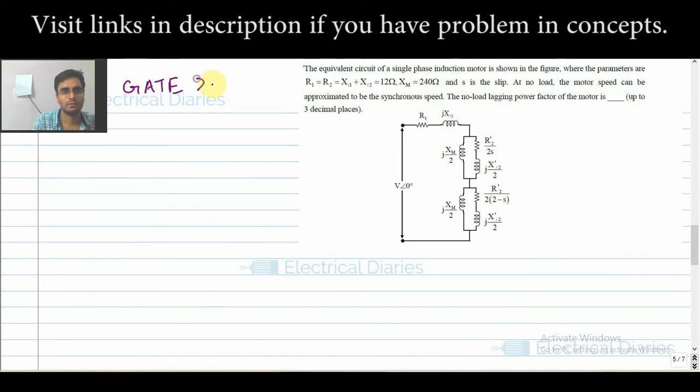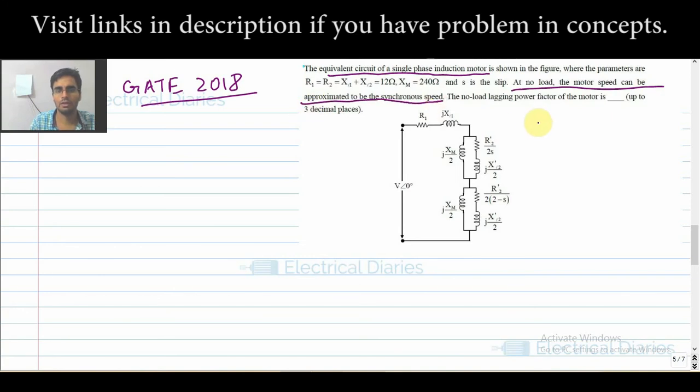Now the next question is from GATE 2018. The equivalent circuit of a single phase induction motor is given. From this statement only, I remember two circuits: the circuit of a single phase induction motor at no load, and the circuit of the induction motor when it is running. The parameters R1, R2 are given to us as these. At no load the motor speed can be approximated to be synchronous speed. The no load lagging power factor we have to find out.